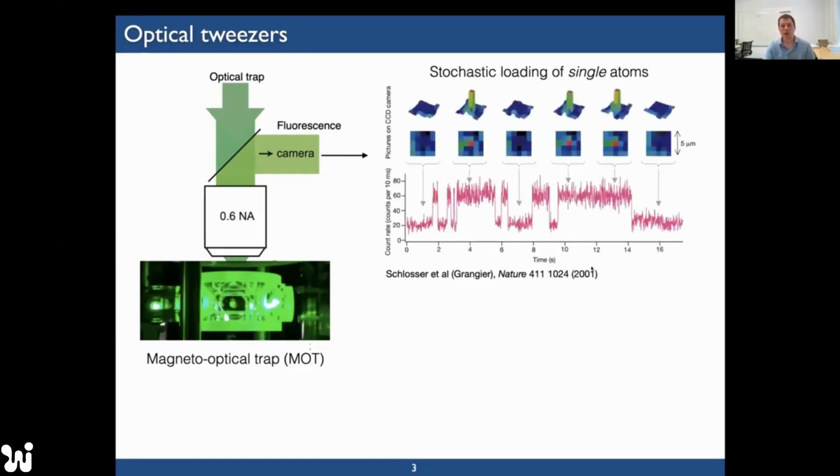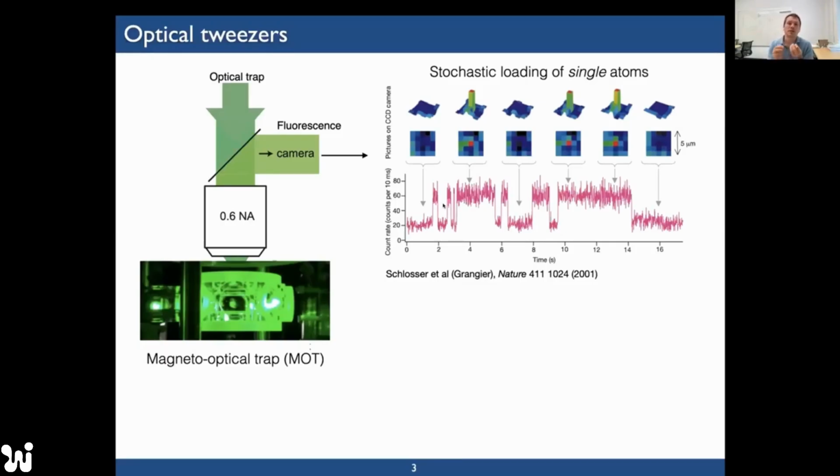Going back more than 20 years, the first demonstration of optical tweezers came from the group of Philippe Grangier in Paris. What happens when you do this experiment is that the amount of fluorescence on your camera goes back and forth between a low level and a high level. If you look at what these pictures look like, you see just a single bright spot. So what you're actually watching here is single atoms from this magneto-optical trap coming into the optical tweezer and then leaving again. It turns out the reason they leave most of the time is because a second one comes in and then they kick each other out through a process known as light-assisted collisions.